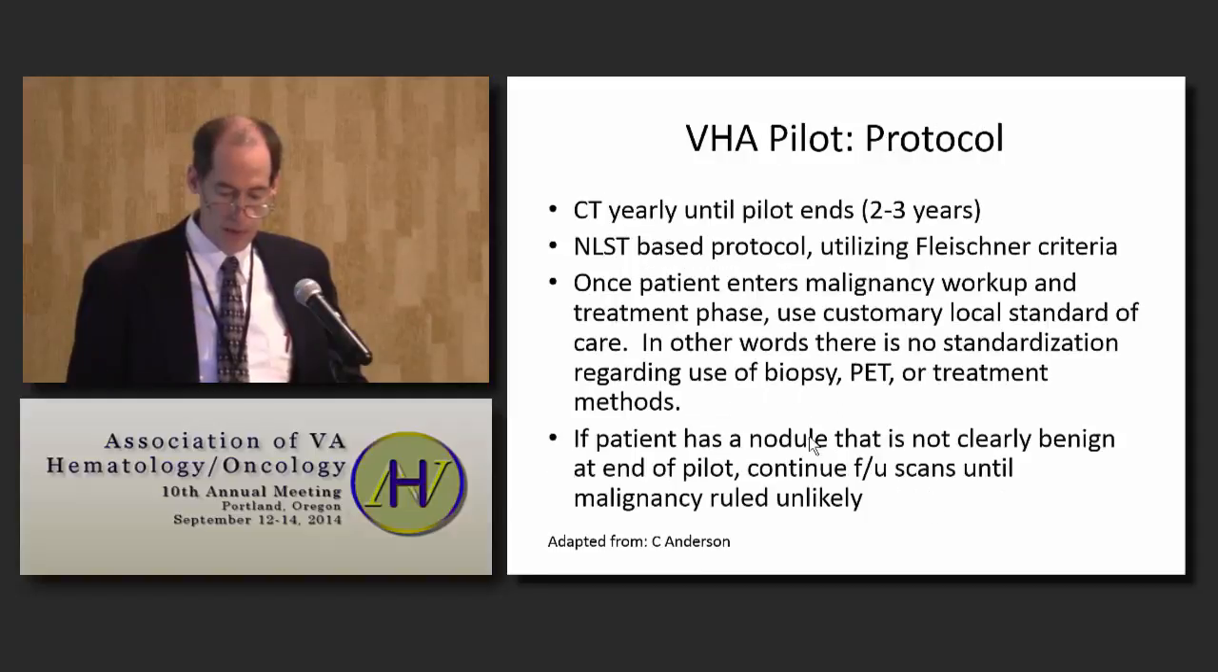And they're being recruited through their primary care physicians. So the CT is yearly until the pilot ends, which is 2 to 3 years. And then some other characteristics that we're using is basically the same algorithm that was purported to be used at most of the national lung cancer screening sites.